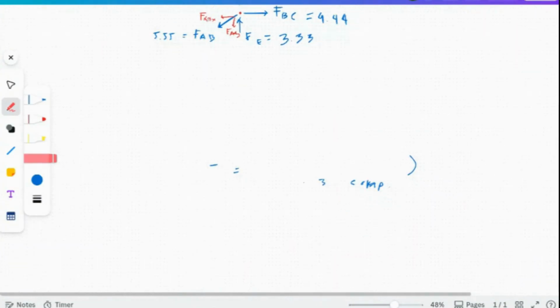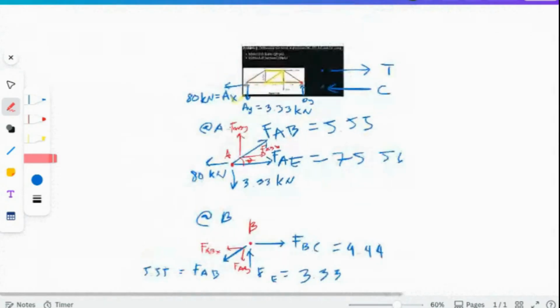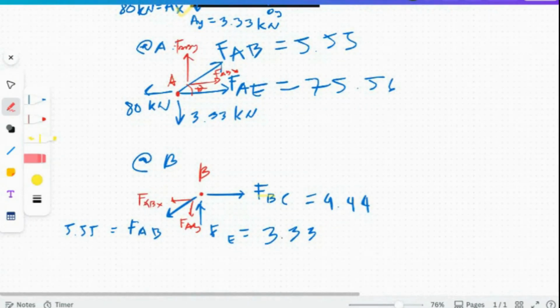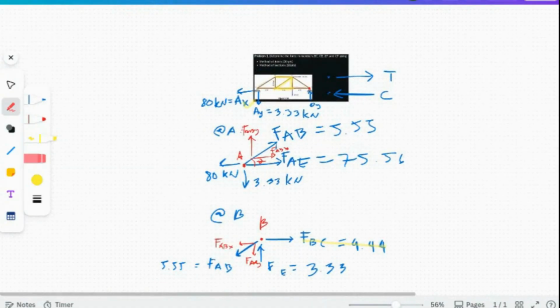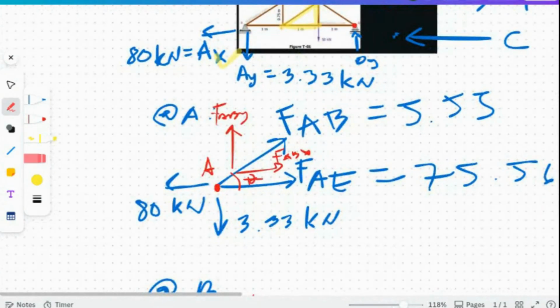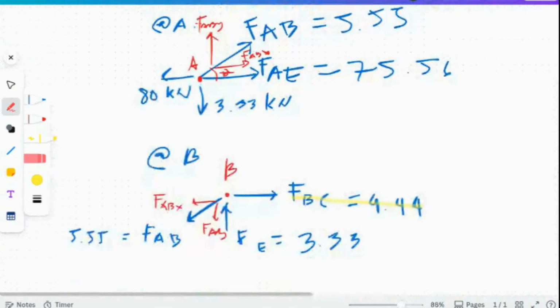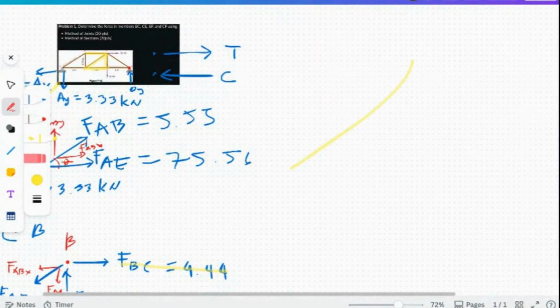So great. We were able to solve one of the unknown variables here, which is this one. So we got that out of the way. Next, let's do joint E because it's the only way for us to reach EF and EC. So let's do joint E. Perhaps we could do it down here.